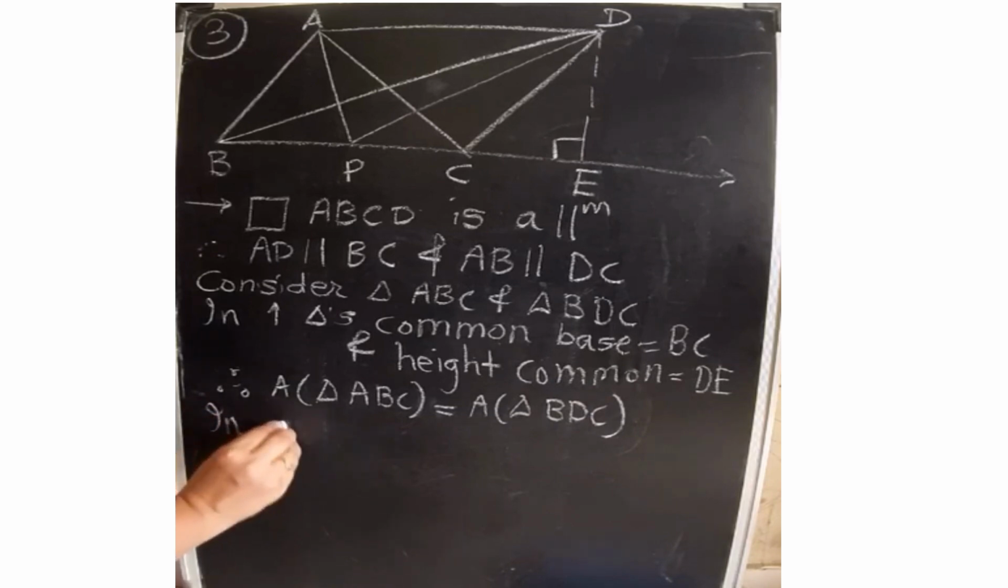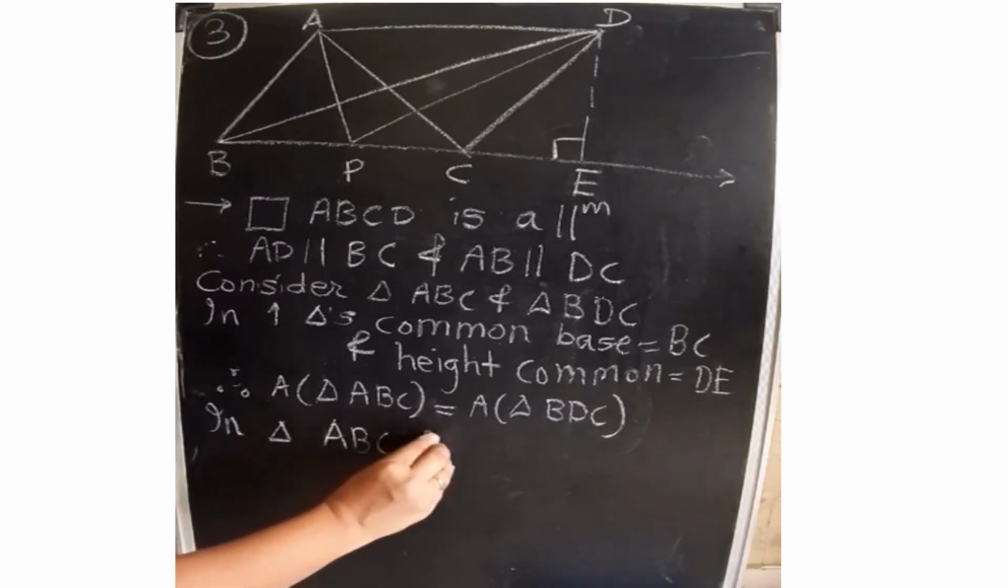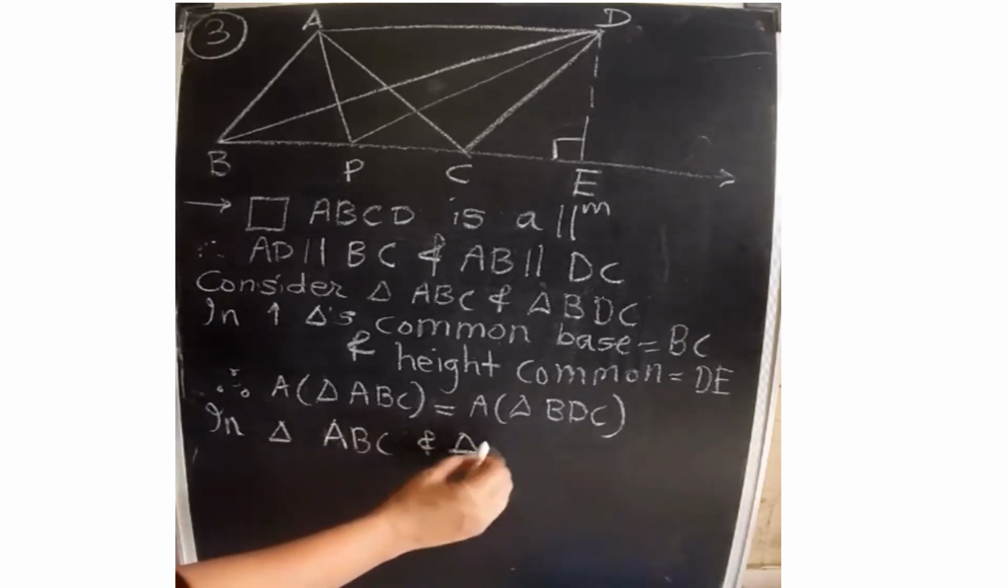Now consider triangle ABC and triangle ABD. Students have to do it. In these triangles, AB is the common base and the height is also common, that is, the heights are equal. So area of triangle ABC is equal to area of triangle ABD.